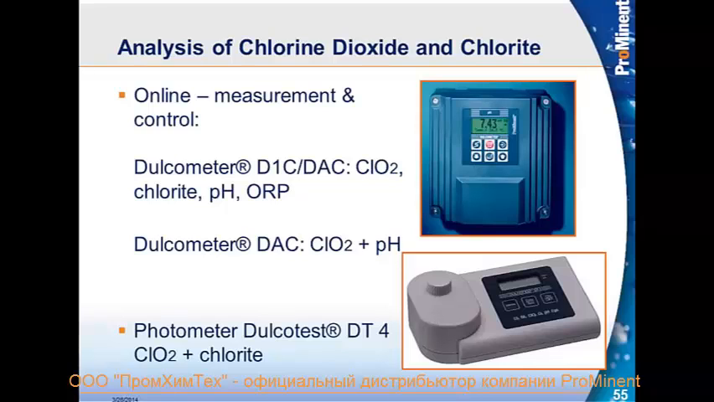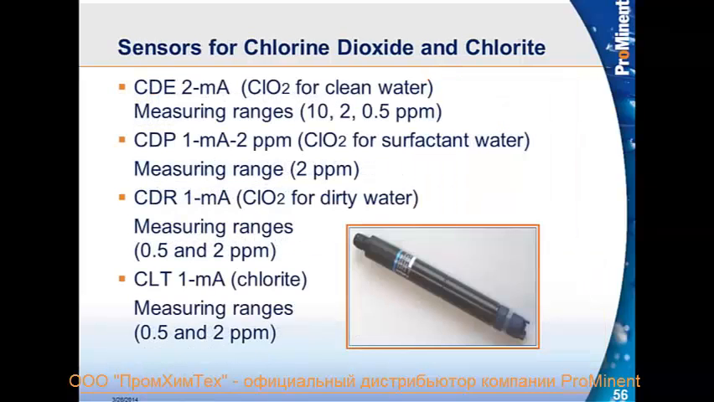We also have a photometer to do testing if you wanted to take a grab sample and do your calibration of your chlorine dioxide generator and your D1C controller. It's called the DT4, and it not only measures chlorine dioxide, but it will also measure chlorite. So you can double check what the sensor's reading.